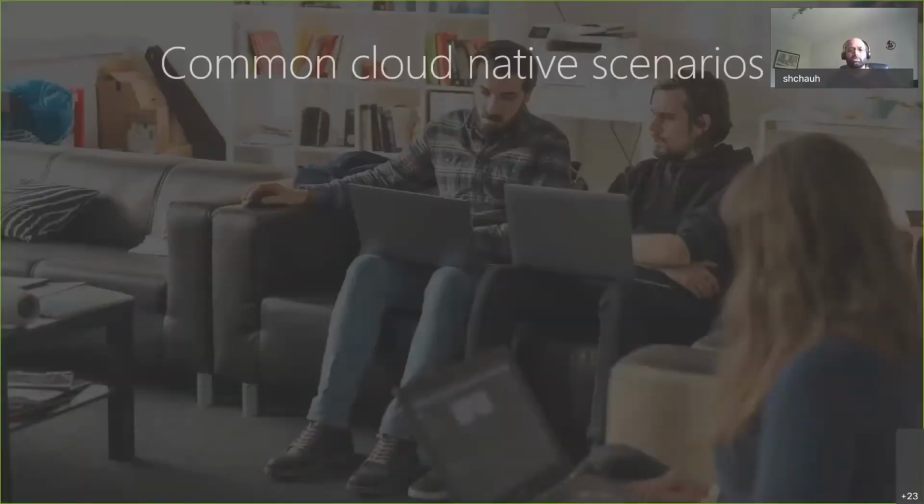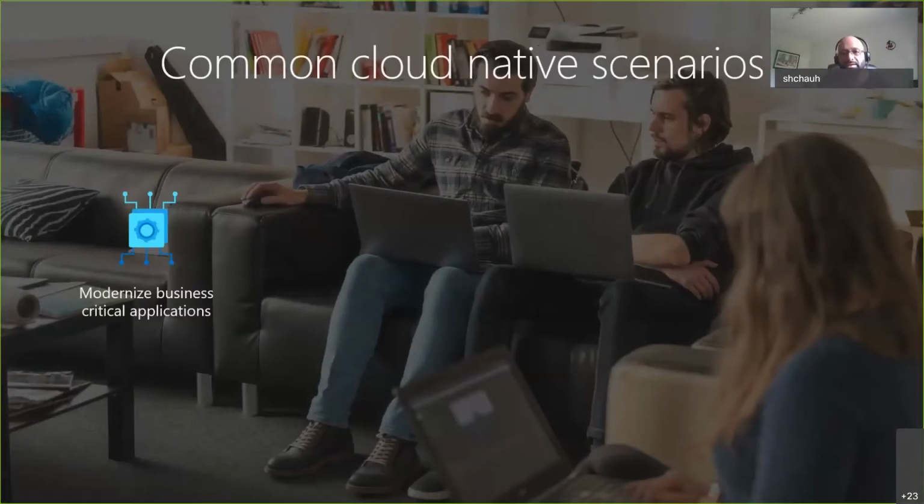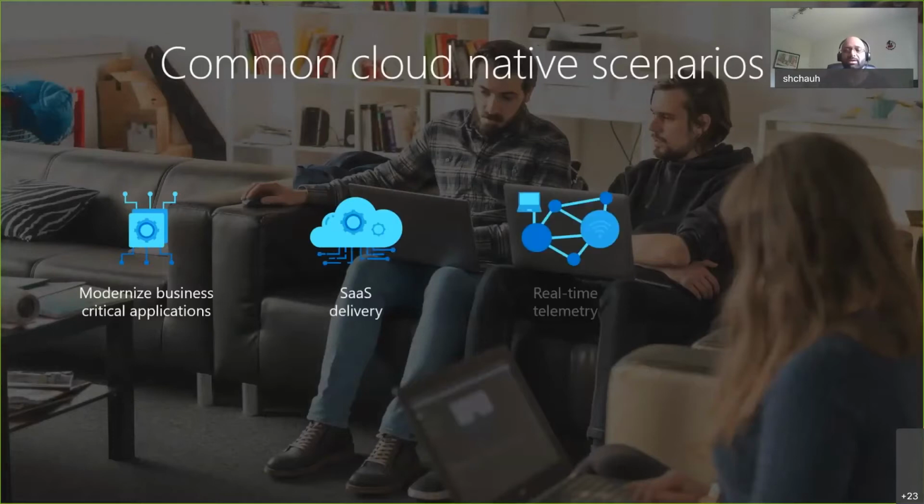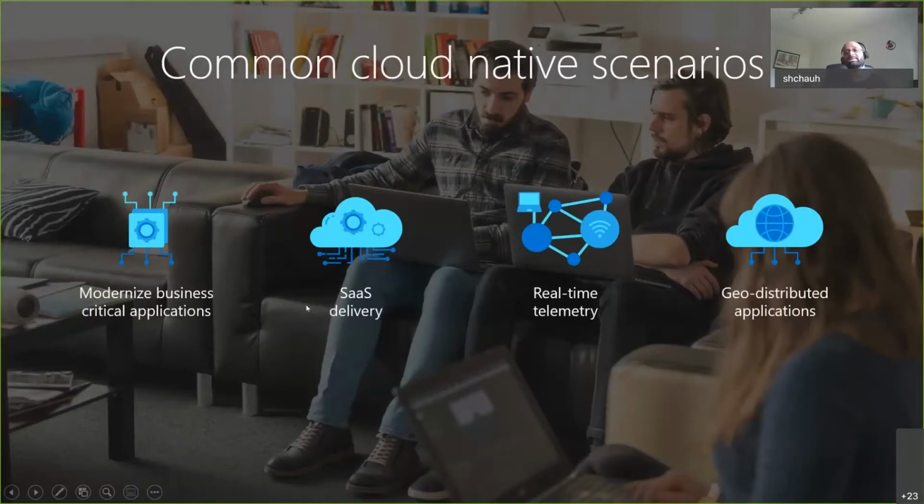Now I've spoken about what is cloud native and why we should use it. Let me show you some scenarios where cloud native application architecture can be useful. First, you can utilize it when you want to modernize your business critical applications. You can use it when you want to build SaaS solutions. You can use it to build real-time telemetry solutions where you want to ingest data from devices in the field. One very good scenario is edge devices or edge computing. And last, you can use the cloud native approach to build geo-distributed applications.